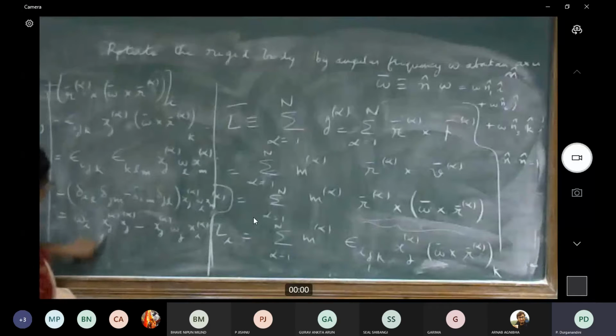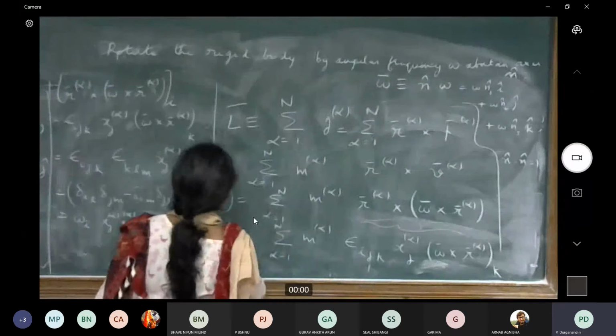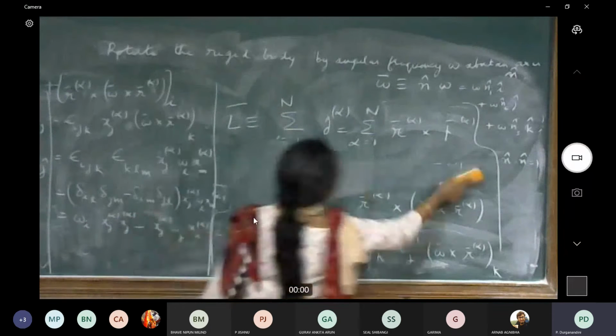Now, what is xj alpha, xj alpha? Can you tell me what is that? Okay, maybe I will just write it here. So after simplifying this whole thing, let's write it here and then I'll see.